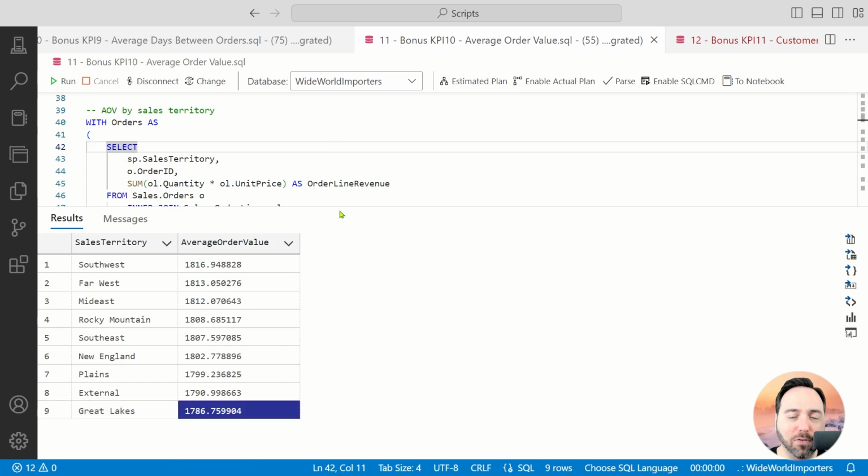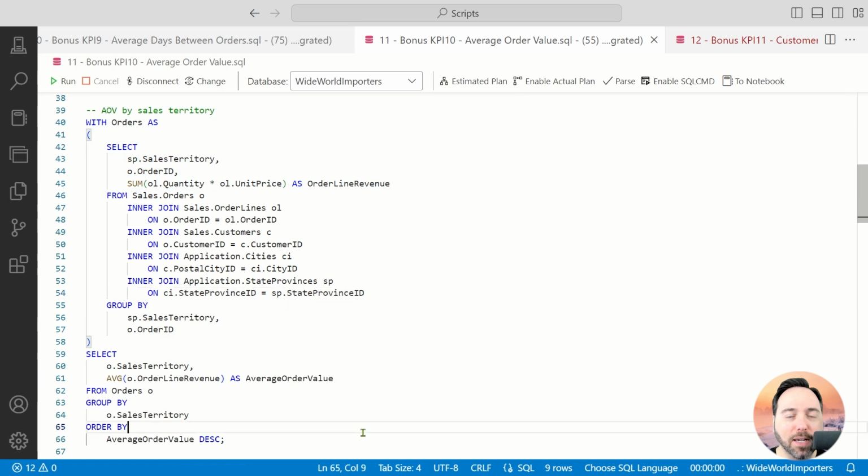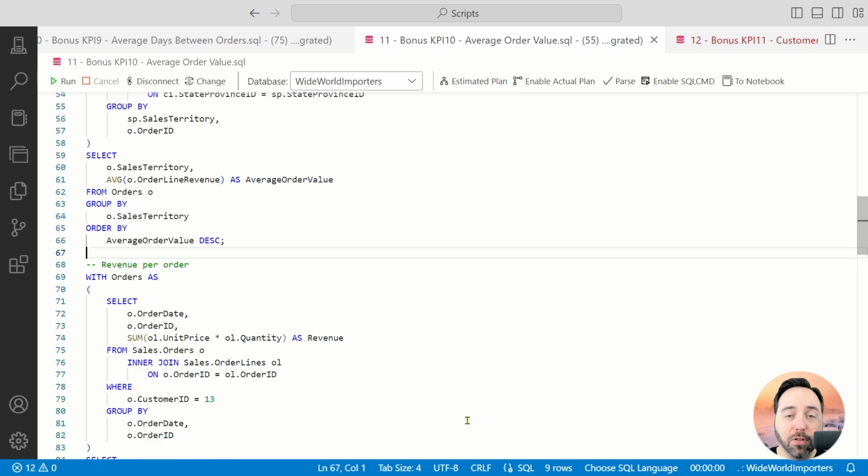We can also get a little fancier. Let's look at specific customer and average order value over time. First, we'll look at the orders for customer 13.